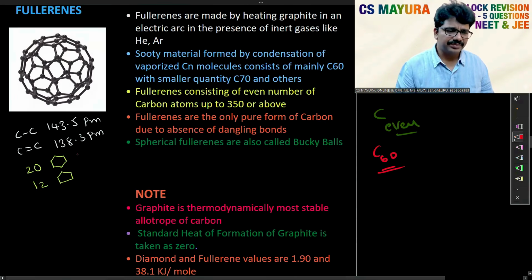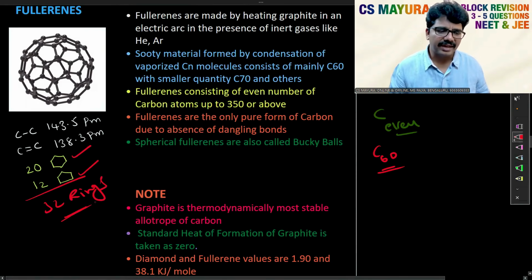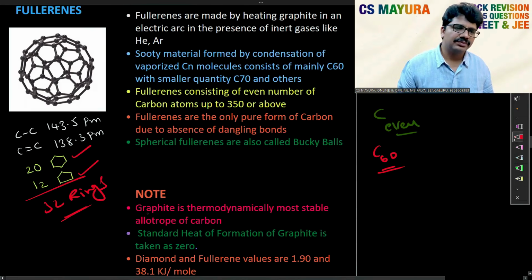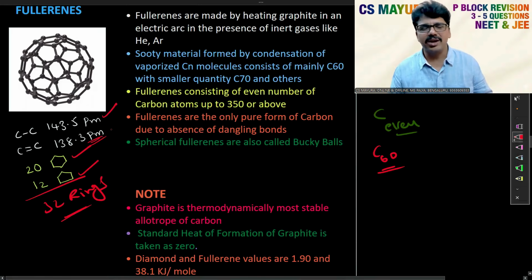In this C60, 20 hexagons and 12 pentagons are there, and in total we have 32 rings. These hexagon and pentagon rings are fused with each other. In fullerenes, the carbon-carbon bond has a single bond length and a double bond length. The single bond is 143.5 picometers and the double bond is 138.3 picometers.